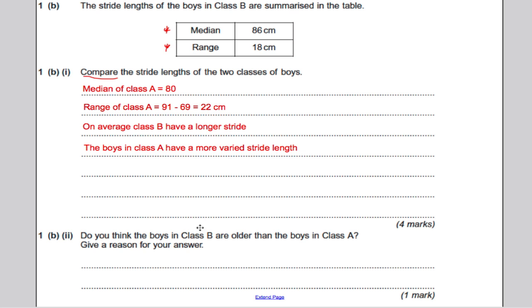It says, do you think the boys in Class B are older than the boys in Class A, and give a reason for your answer? Well, I would suggest yes, they are probably older because their stride length is bigger. They're probably taller. So the stride length on average is bigger. So that's your 1 mark.